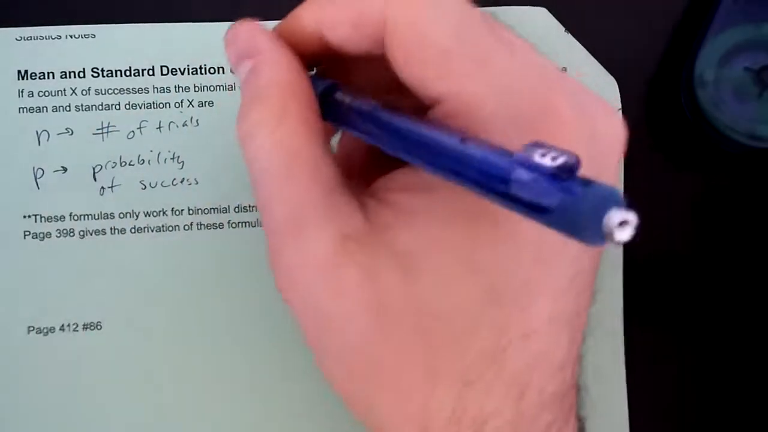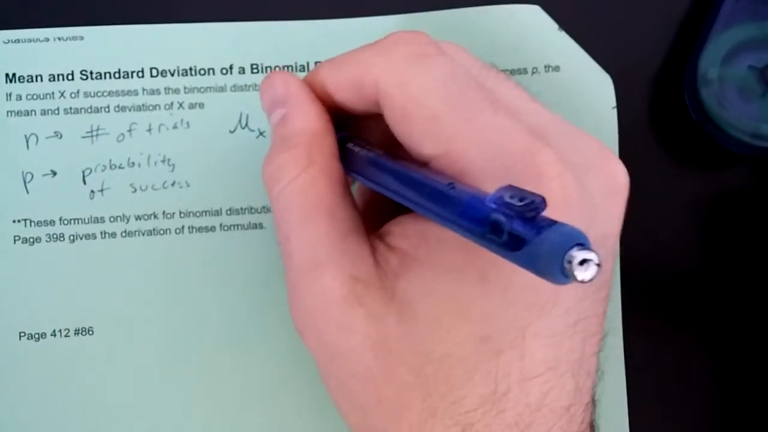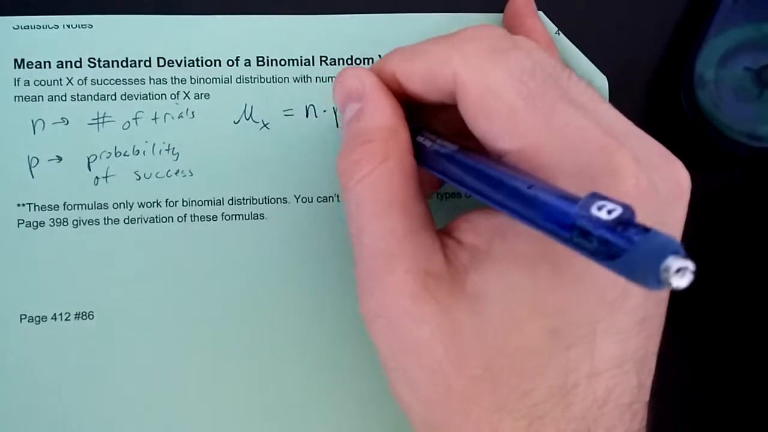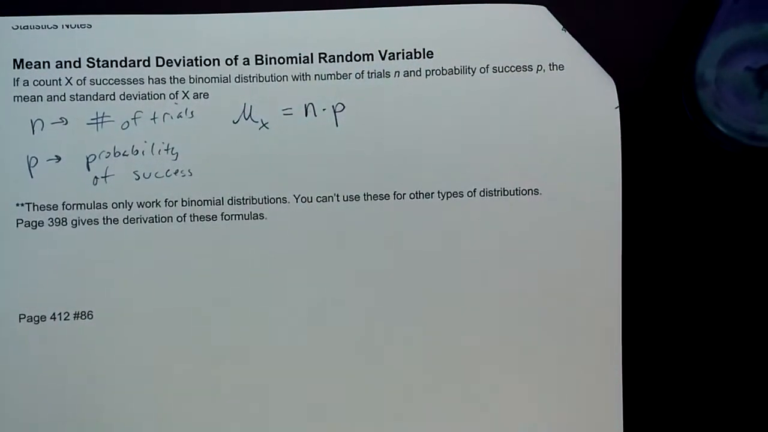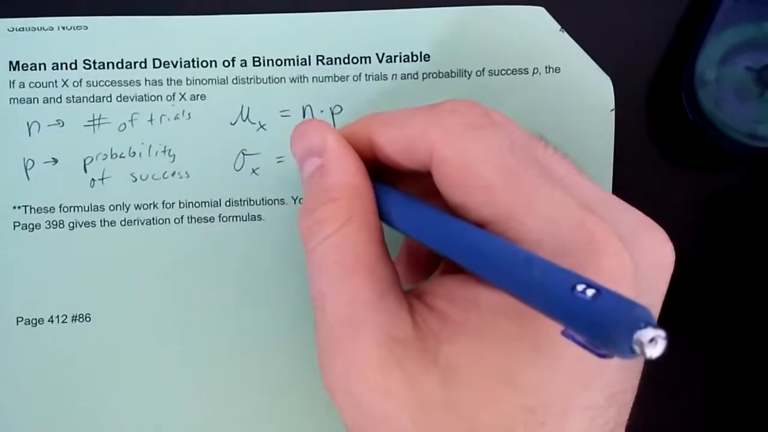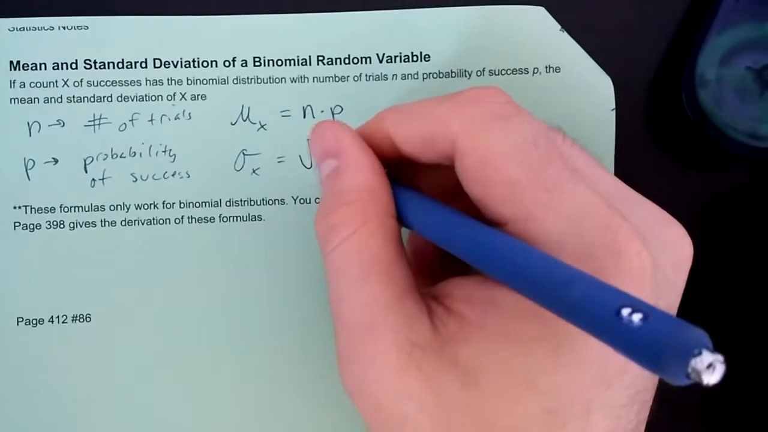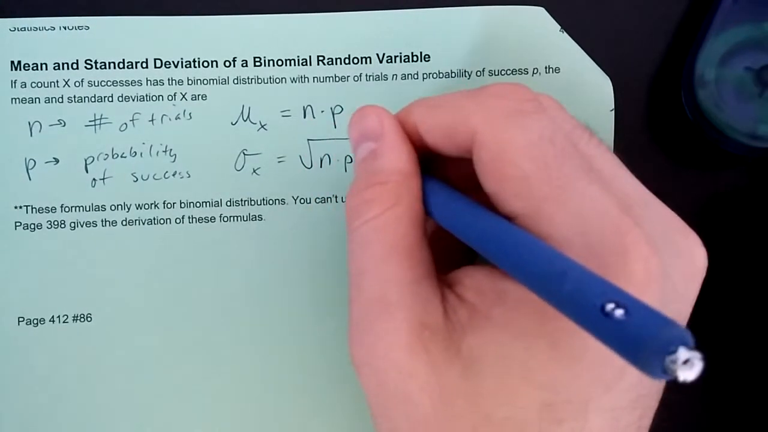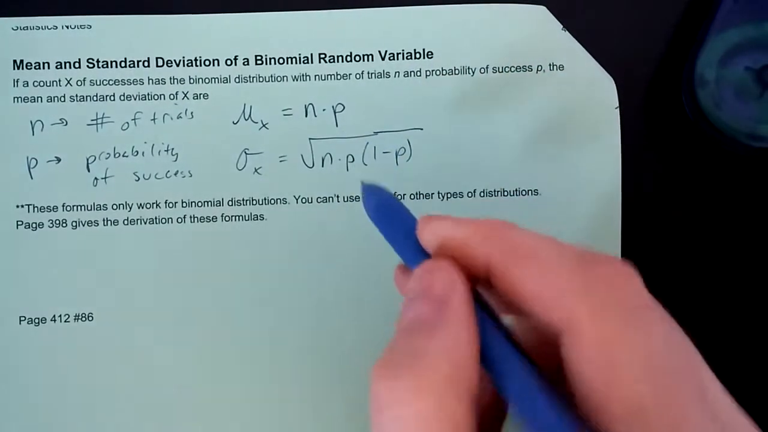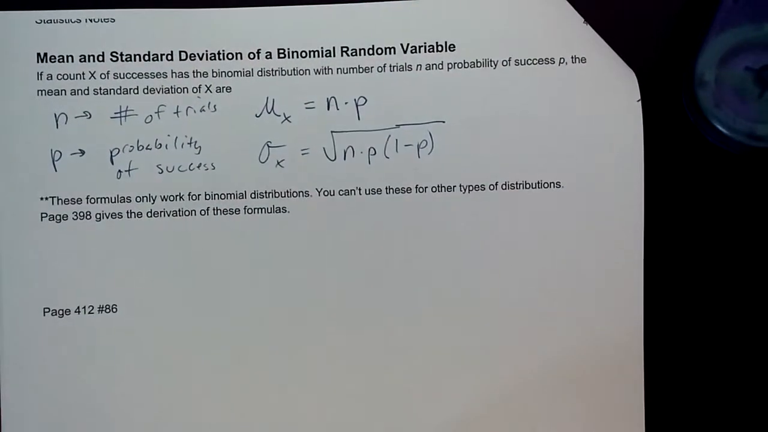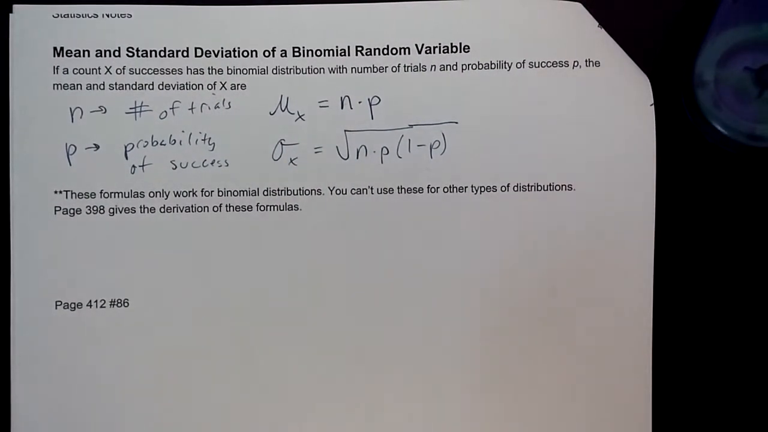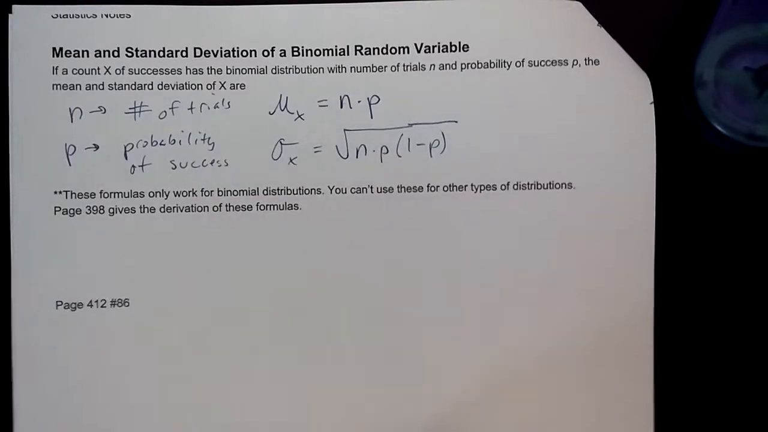Okay, so the mean. Let's say mu x is equal to n times p. You find the mean by doing the number of trials multiplied by the probability of success. And that's it. Standard deviation is going to be the square root of n times p times 1 minus p. So in both equations, you only need the 2 parameters, number of trials and probability of success. If you have those 2, we can find the mean and standard deviation for binomial distributions.